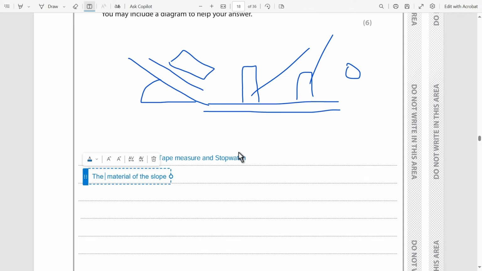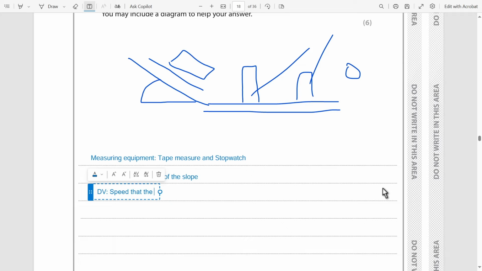Yeah, the surface material of the slope. Independent variable, IV. Dependent variable is the speed that the block travels, and the control variable can be whatever you want as long as it makes sense.